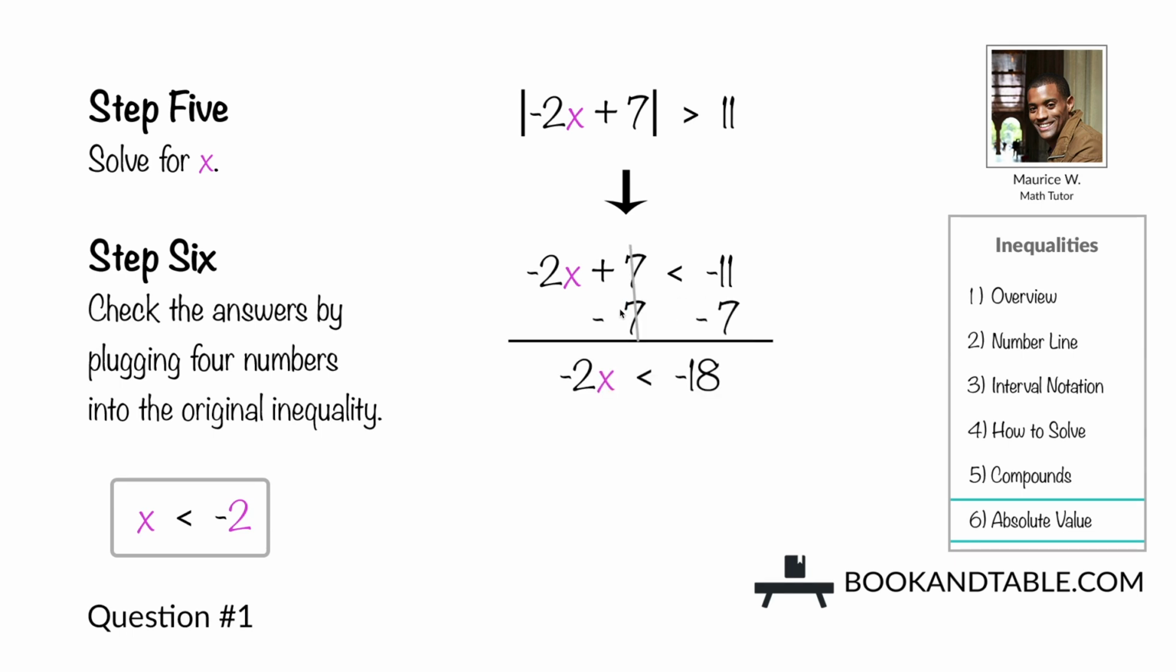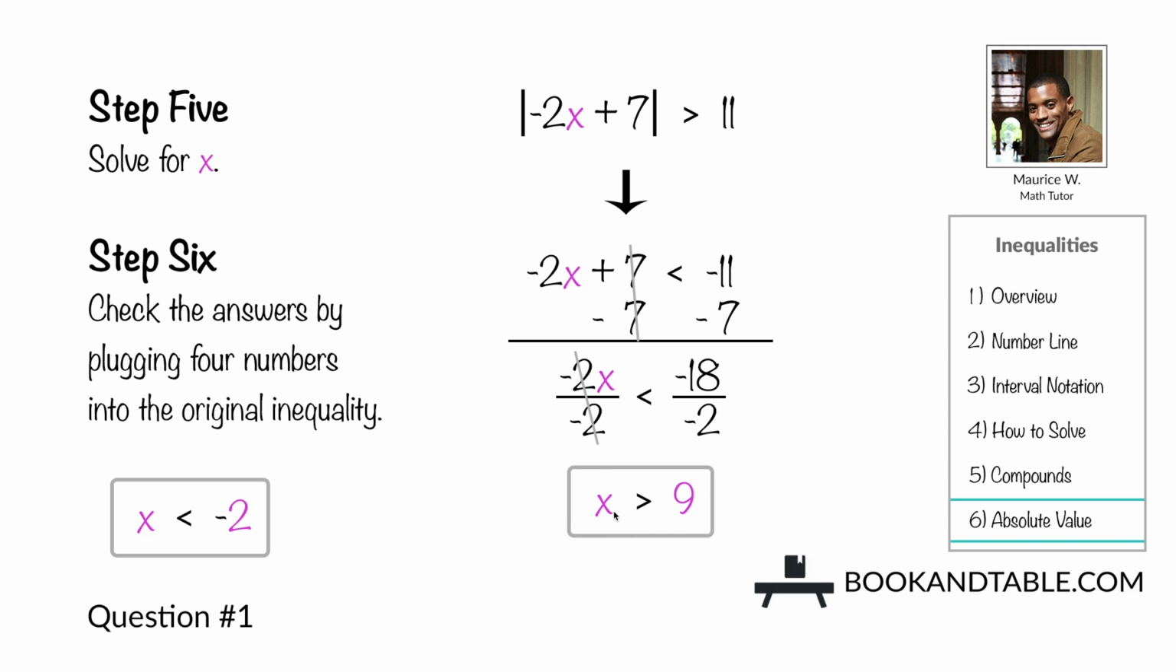So we'll start by subtracting 7 from both sides, giving us -2x is less than -11 minus 7 is -18. And now we want to divide both sides by -2, giving us x. We reverse less than to greater than. -18 divided by -2 is +9. So the second interval that we get for our solution is x is greater than 9.